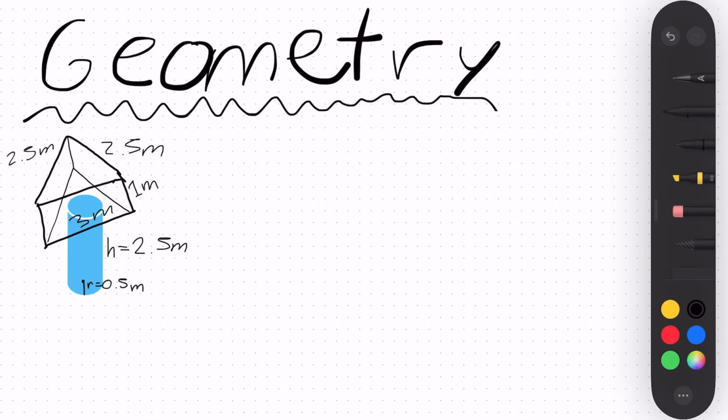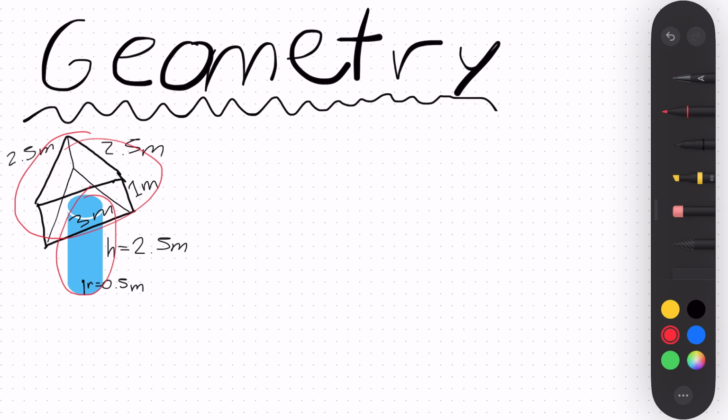Hello and welcome to today's video where we will be solving a compound shape. We'll be solving for the surface area and the volume. Let's get started with our surface area and let's do this by parts. Let's calculate first the surface area of the shape and then of the cylinder. And then we'll have to do something that I will explain later on.